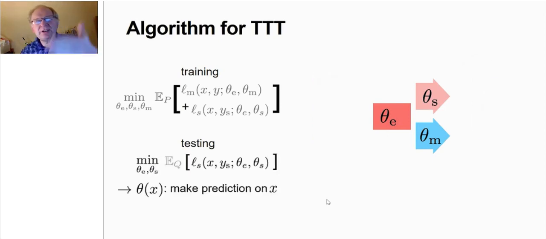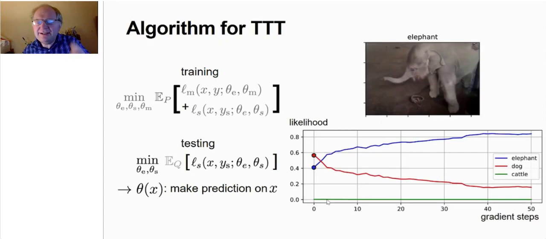And then you make your prediction for the main task. And the hope is that you are going to do better. And indeed, we can see that, for example, here you have a model and it thinks that this image is of a dog. But then as we adapt it over the iterations of the test time training, you can see that the dog is less confident and the elephant becomes more and more confident.